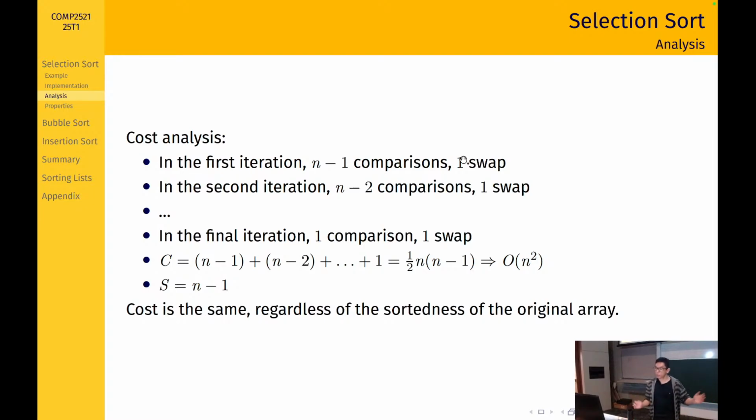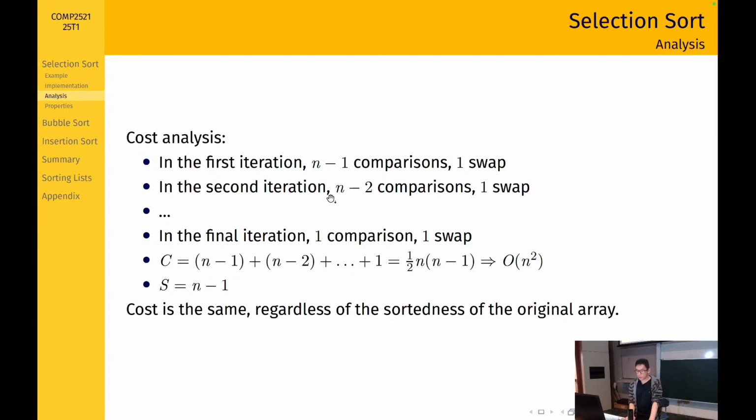At the end of that iteration, we perform one swap to swap that minimum item into the first slot in the array. In the second iteration, we make n-2 comparisons, because the smallest item is already in the right spot, and now we're just looking at the remaining n-1 items. To find the minimum item among those, it's going to take n-2 comparisons. And at the end of that iteration, there's also going to be one swap. You can see a pattern emerging. In the third iteration, it's going to take n-3 comparisons to find the third smallest item, and then one swap. And finally, in the final iteration, it's going to take one comparison, and then we're going to make one swap.